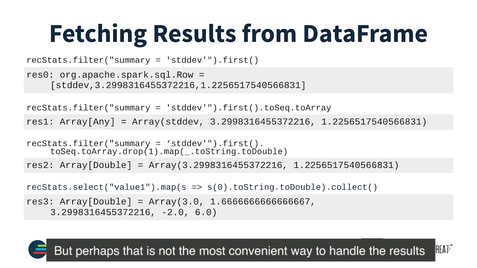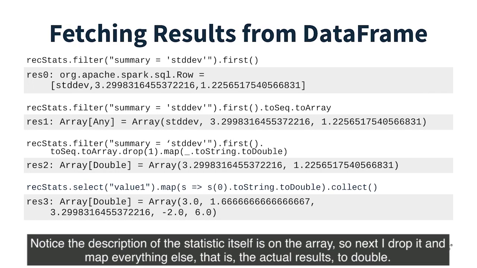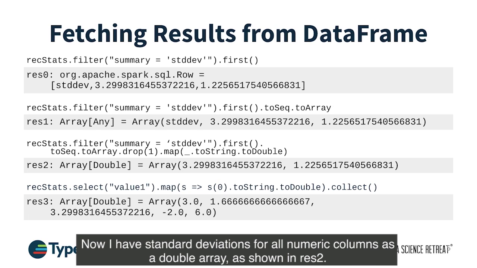But perhaps that is not the most convenient way to handle the results. So I may cast it to Seq and to Array, so I end up with an array of Any as shown in res1. Notice the description of the statistic itself is in the array. So next I drop it and map everything else, that is the actual results, to double. Now I have standard deviations for all numeric columns as a double array, as shown in res2.